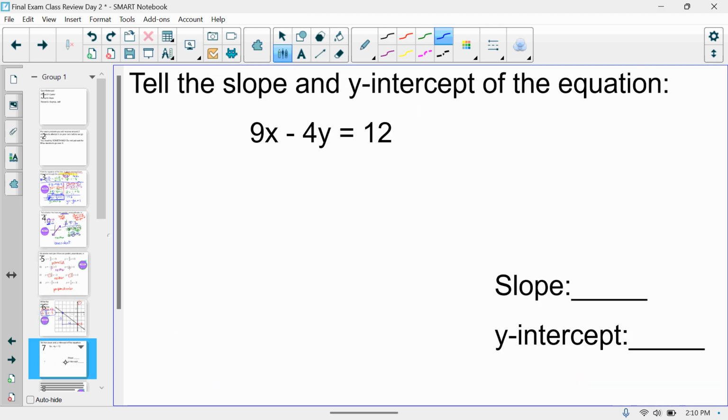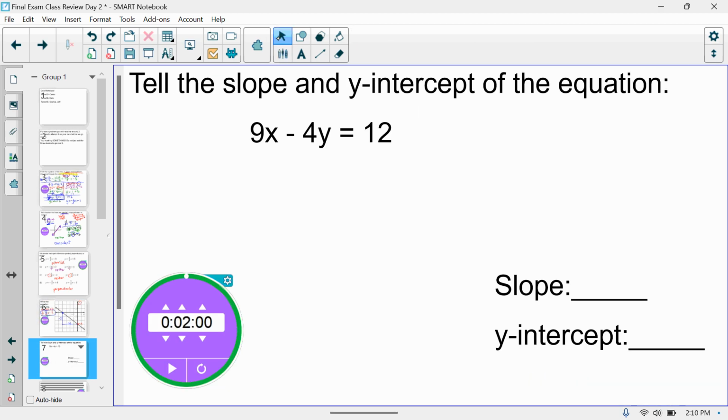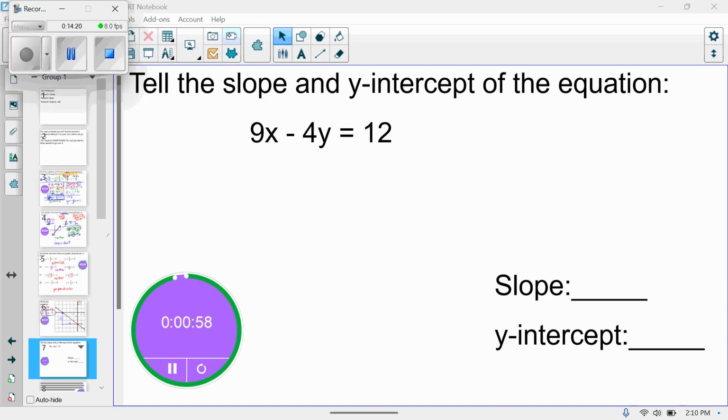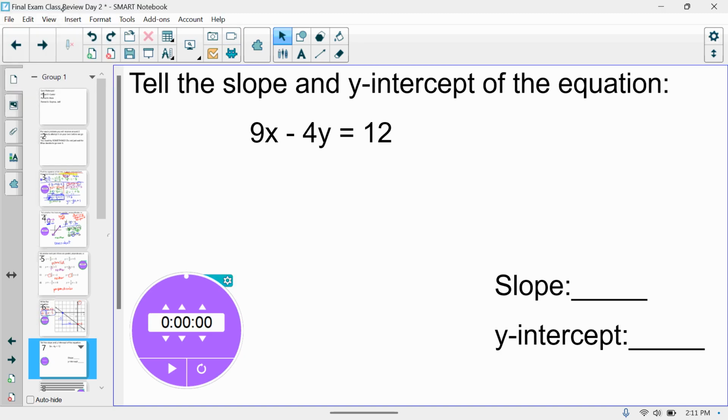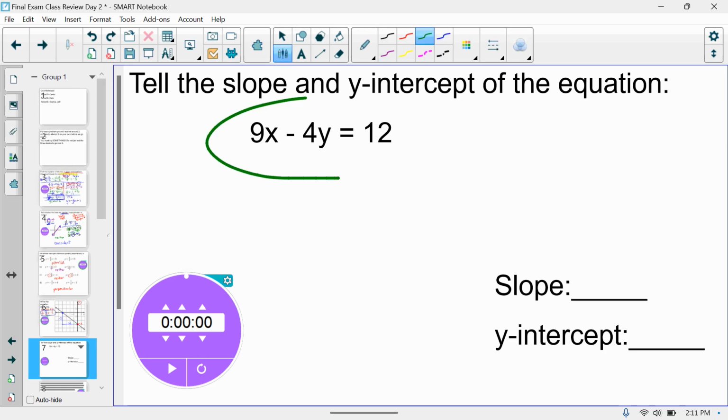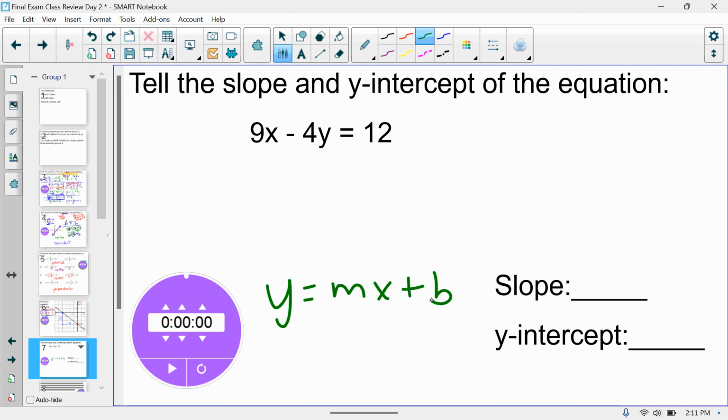All right, we want to tell the slope and the y-intercept for this one. Go ahead and see if you remember how to do that. So hopefully you remember, again, from all the formulas that we've learned this year, that this is the equation of a line in standard form. So you can't tell the slope and the y-intercept unless it's in slope-intercept form, right? That's why it's called slope-intercept form, because you can tell the slope and y-intercept when it's in that form, okay?